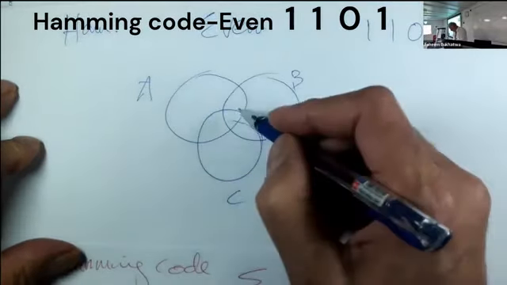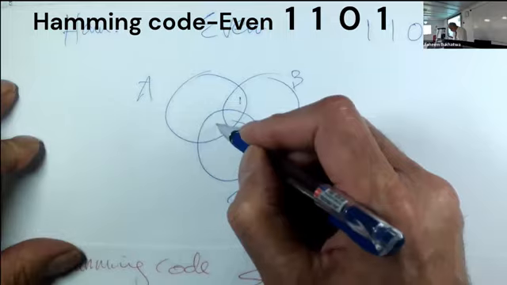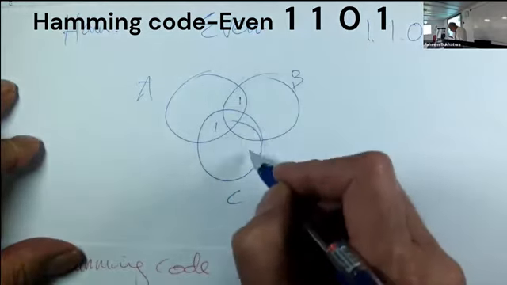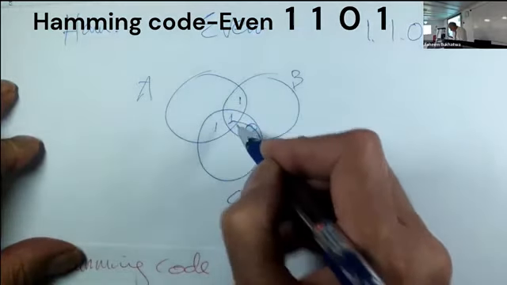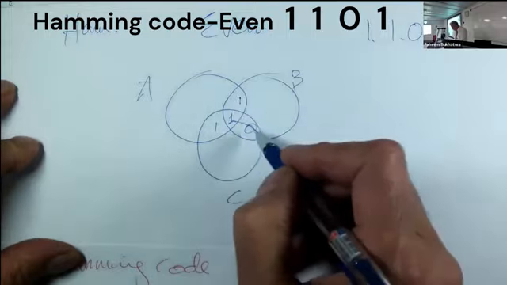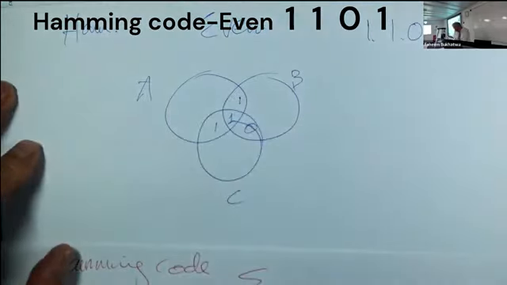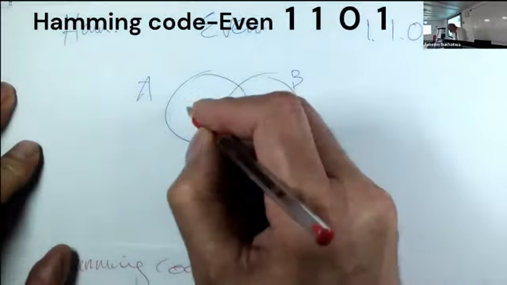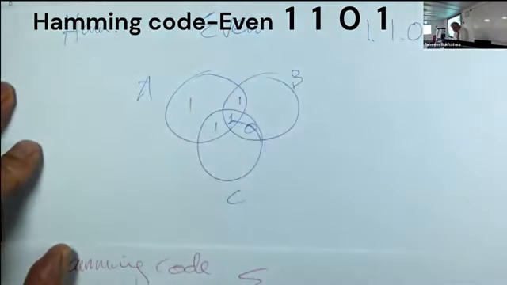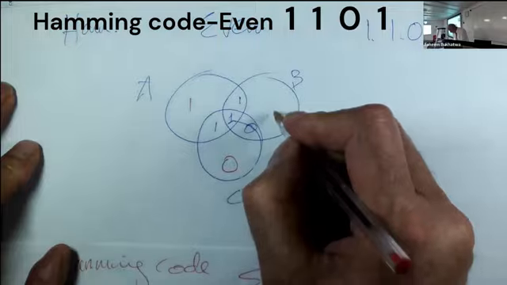The sender sent 1, 1, 0, and 1. That's data 1, data 2, data 3, data 4. And also put in the parities 0 and 0.